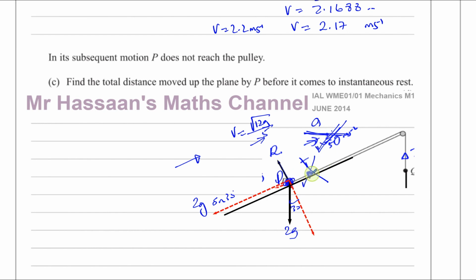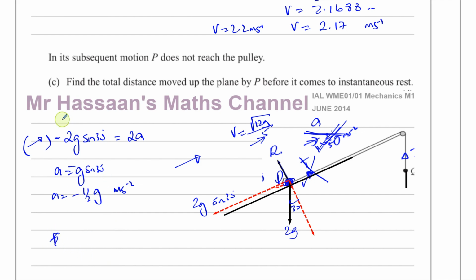So obviously, we need to find the acceleration. So we need to find the resultant force. If we consider up as positive because it's moving upwards, the only force acting on it parallel to the plane is its weight, 2G sine 30, and that's negative. Why? Because that's acting down the plane and it's moving up. That's equal to its mass times acceleration. So the acceleration is going to be negative G sine 30, which is negative a half G meters per second squared. That's using F equals the resultant force equals mass times acceleration.